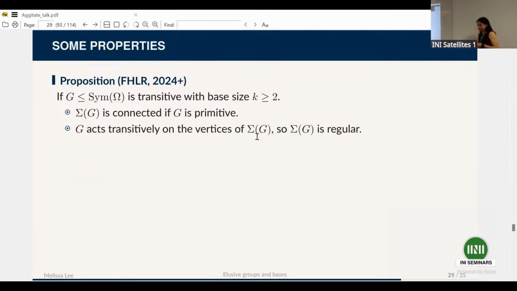Okay, so for this sort of generalization, where now we're allowed to have groups of any base size, we were able to show that a lot of the properties that Monash and Giudice had still hold. So in particular, the graph is still connected if G is primitive. We still have this natural action of G on the vertices. It acts transitively, so the graph is regular, like every vertex has the same number of neighbors. We also showed that if G is 2-transitive, then the graph is complete. Okay, so that's fairly obvious.